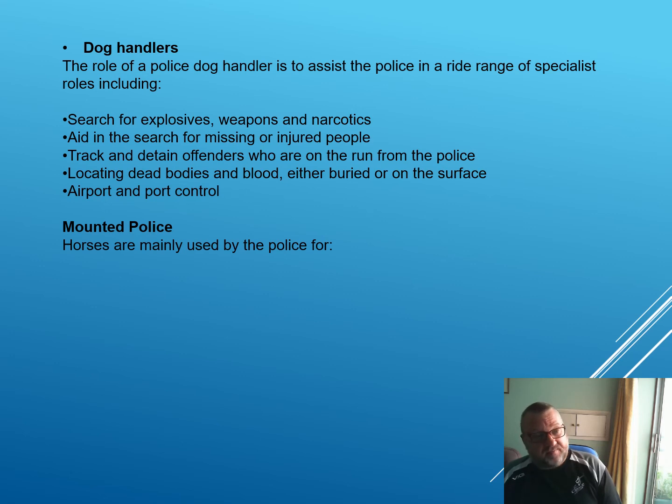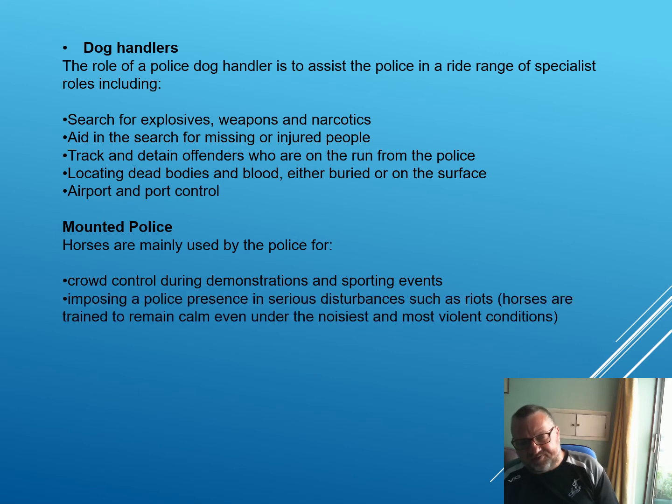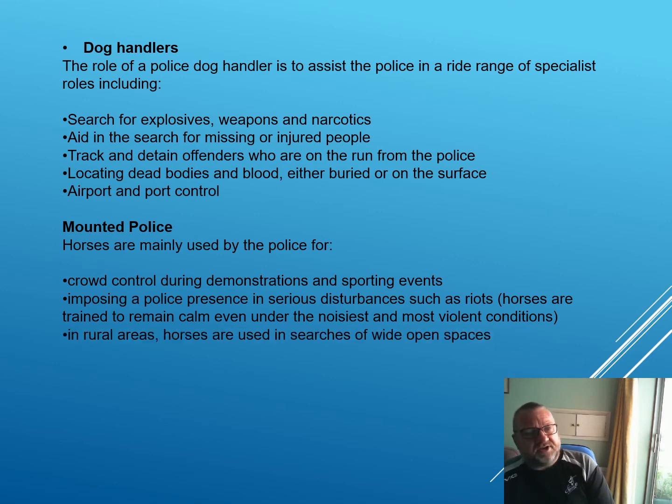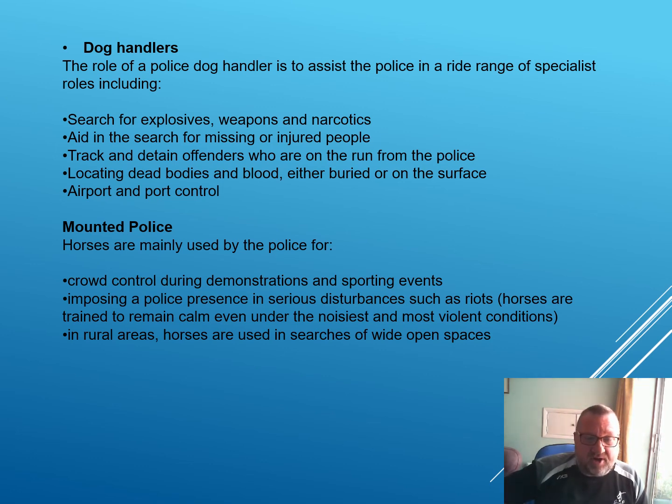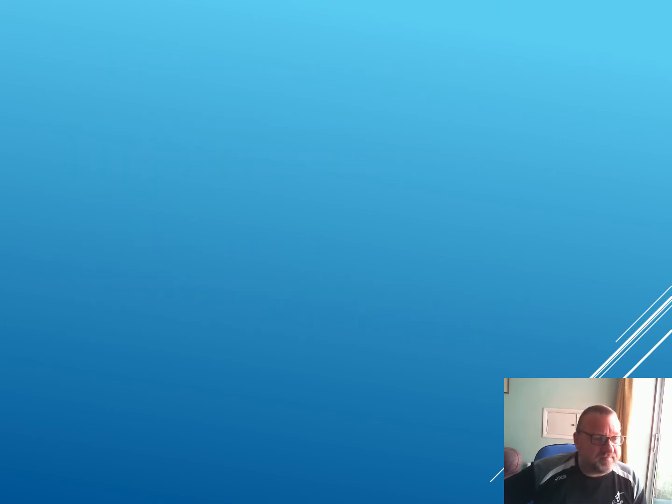You've then also got the mounted police. Mounted police are mainly used for crowd control during demos and sporting events, and they impose a police presence in serious disturbances such as riots. And in rural areas, and this would apply to us in Devon and Cornwall, horses are often used to search wide open spaces. So if you're out on Dartmoor, there'll be some areas where you'd cover more area on a horse than you would on foot.